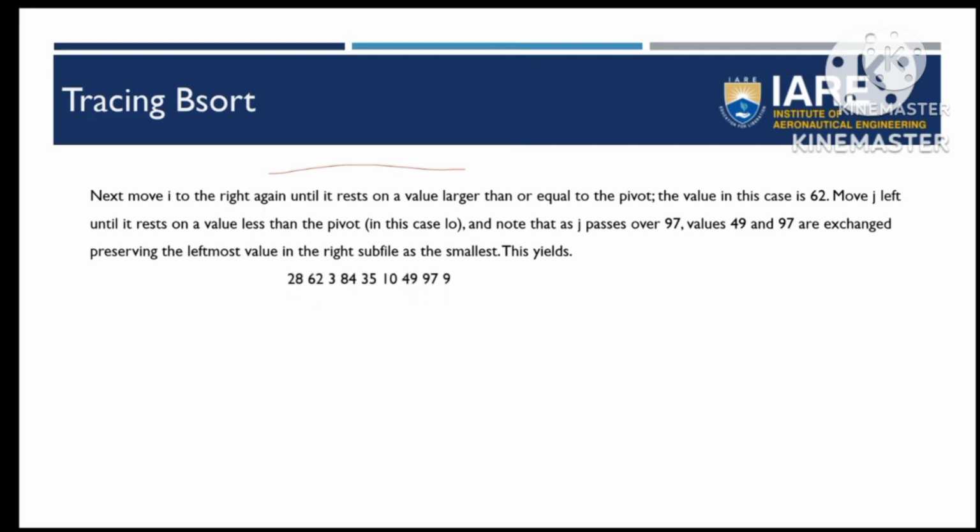This yields, as you can see on the screen, by interchanging, 28, 42, 3, 84, 35, 10, and 49, 97 and 9. We exchange the keys pointed to by i and j, yielding 28, 3, 84, 35, 62, 49, 97 and 91.